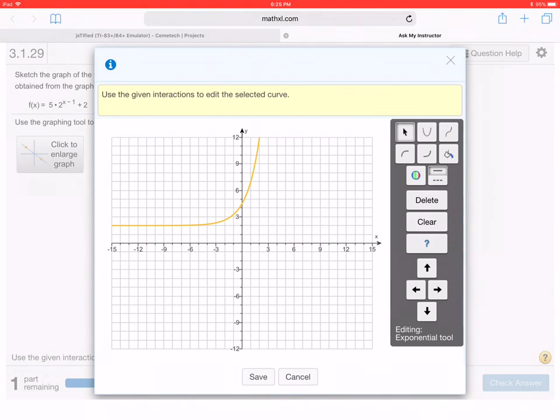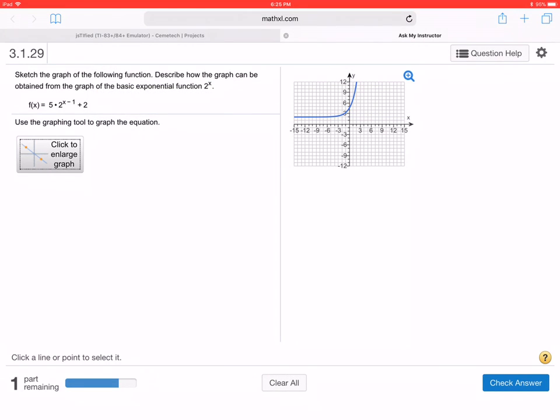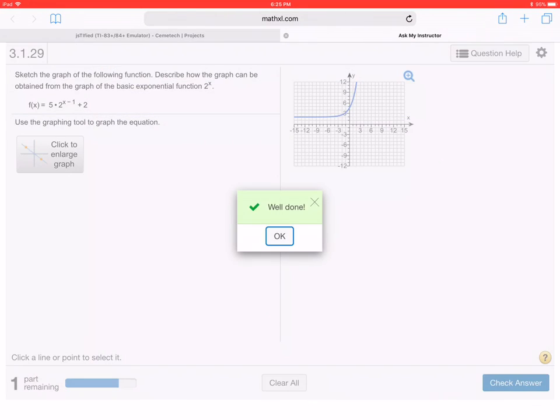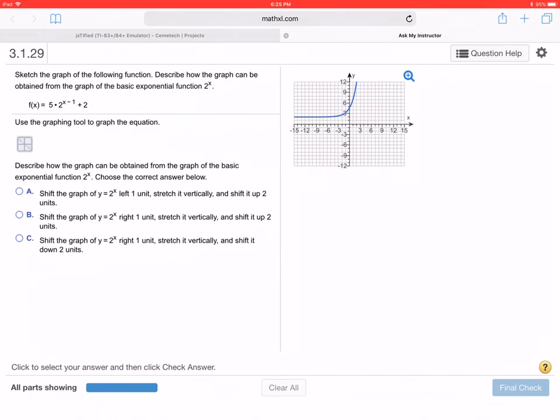So if I close and save, that's all I was going to do in the last one. Cross our fingers. Fantastic. Okay. So I was going to do something similar on the last. I just had to refresh because it froze up on me. I described how the graph can be obtained from the basic graph. Okay.